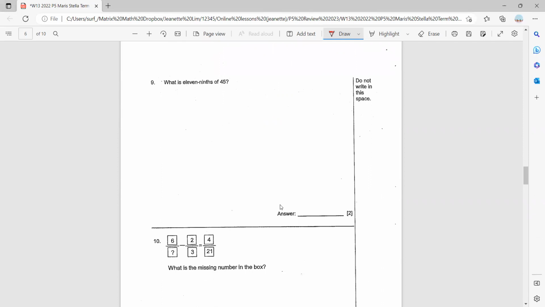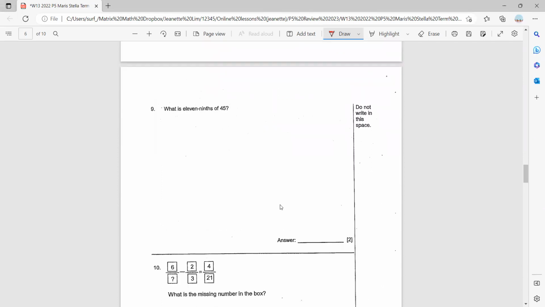Okay, question 9. What is 11 ninths of 45? So 11 ninths, 11 over 9. Of means times. So 11 over 9 times 45. Okay, if you take 11 over 9 times a whole number, the whole number you can actually change to a fraction by putting it over 1.